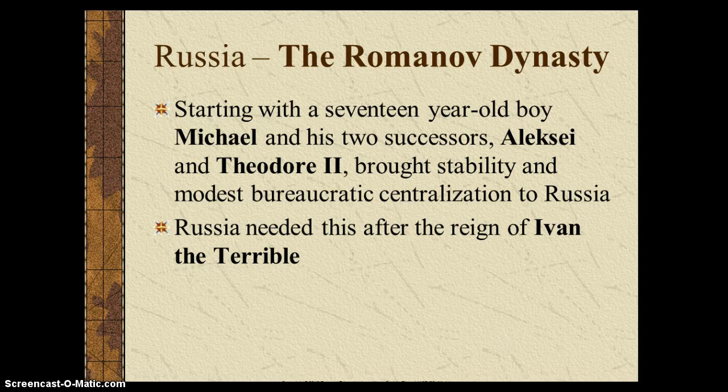Russia is the Romanov dynasty, starting with the 17-year-old boy Michael and his two successors Alexei and Theodore II, who brought stability and modest bureaucratic centralization to Russia. Russia needed this after the reign of Ivan the Terrible. And Ivan the Terrible, and some reports just as interest, was a really great guy until he got into an accident which permanently changed his personality.